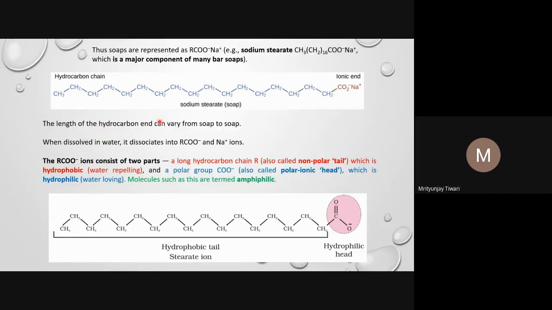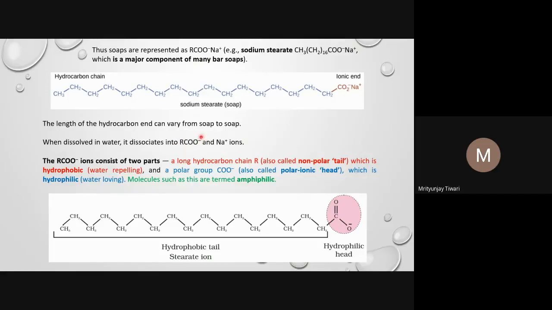The length of this hydrocarbon end can vary from soap to soap. This one is for stearate. If this was COOH, we would call it stearic acid, which is a fatty acid. The hydrocarbon chain can vary from fatty acid to fatty acid, and based on this hydrocarbon chain, one can obtain a different fatty acid. Anyway, these things are very understandable.